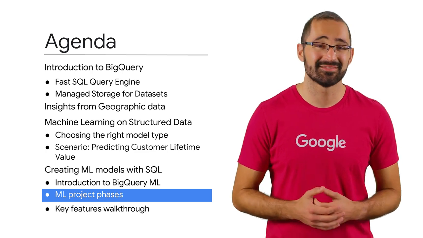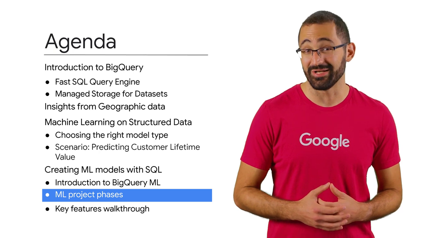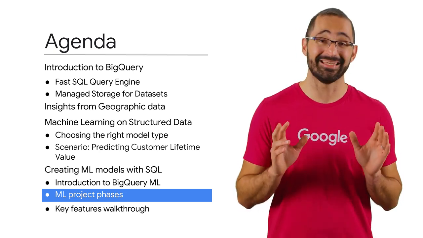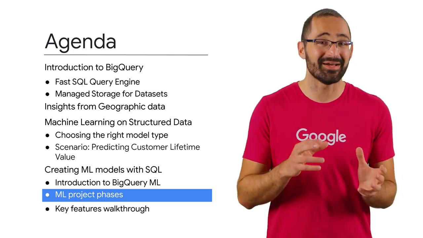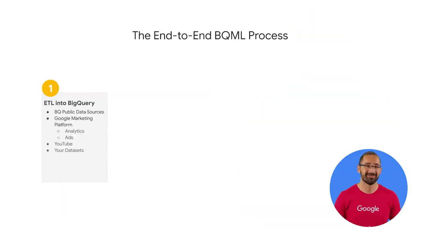Let's walk through the key phases of your ML project in BigQuery. What you'll find is that writing the code to create the actual model is going to be the really easy part. Getting all the right data into the model is always the hard part. The entire process is going to look like this.